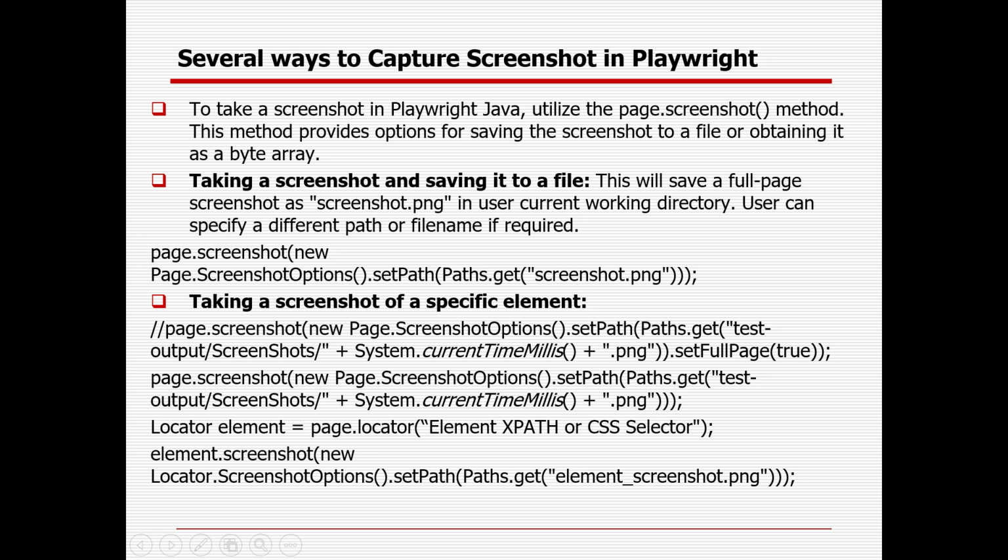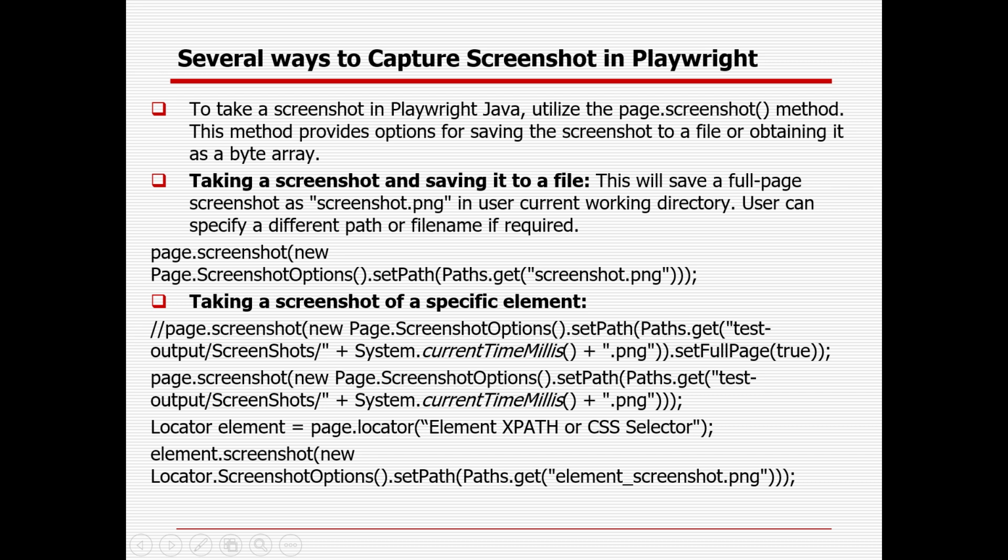With page.screenshot, you pass new page.screenshot options and call setPath, where you give the path and the screenshot name. Taking the screenshot of a specific element is also possible. So again page.screenshot with the options and setPath, and you can set the full page option, which will capture the screenshot for the full page.